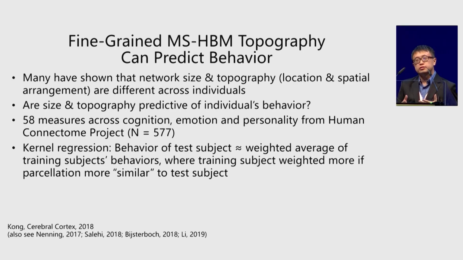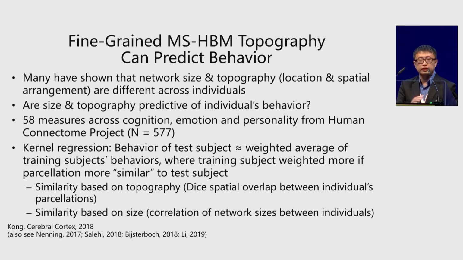What kernel regression does is predict the behavior of a test subject as the weighted average of the training subjects' behavior. So the idea is that if a training subject's parcellation is more similar to the test subject's parcellation, then we're going to weight the training subject more. The nice thing about this kernel regression framework is that we can test different hypotheses about what is useful for prediction. For example, we can define similarity based on topography, so two parcellations are more similar if they have more spatial overlap, or we can do it based on size. Two parcellations are more similar if their networks have similar sizes.